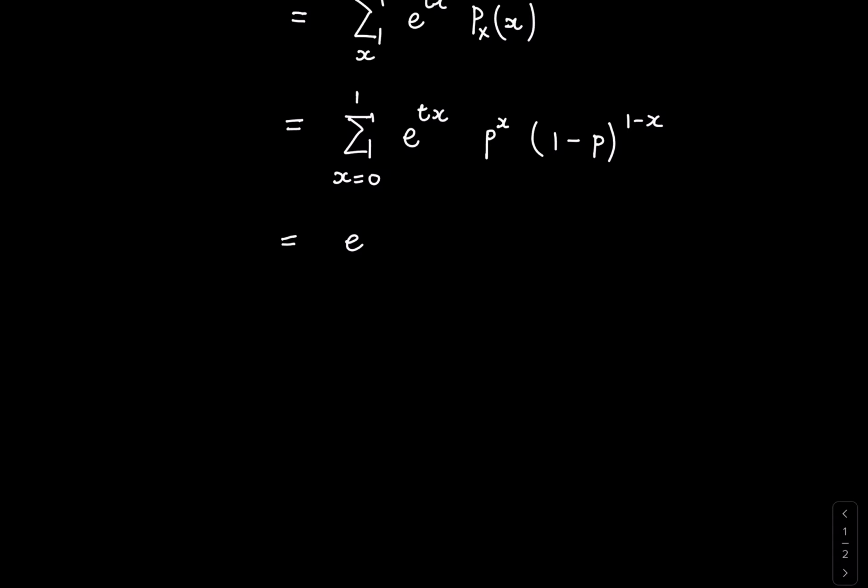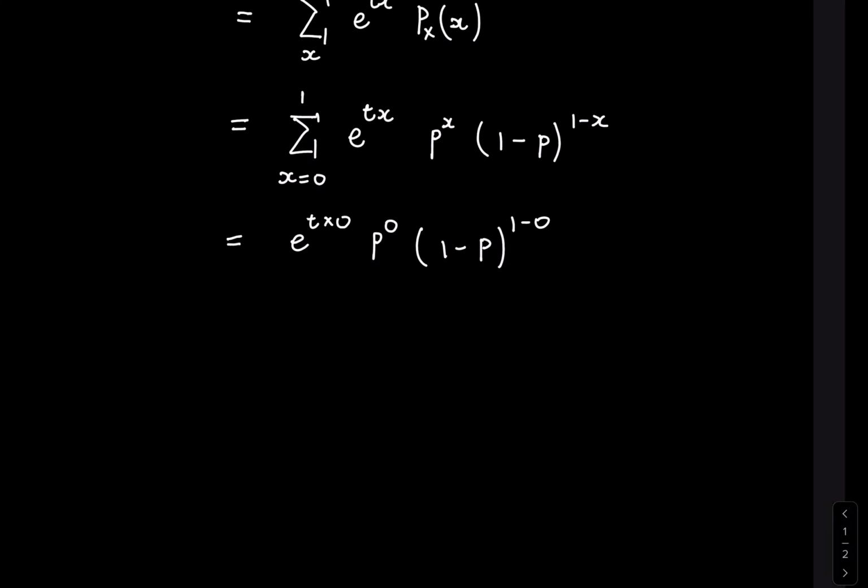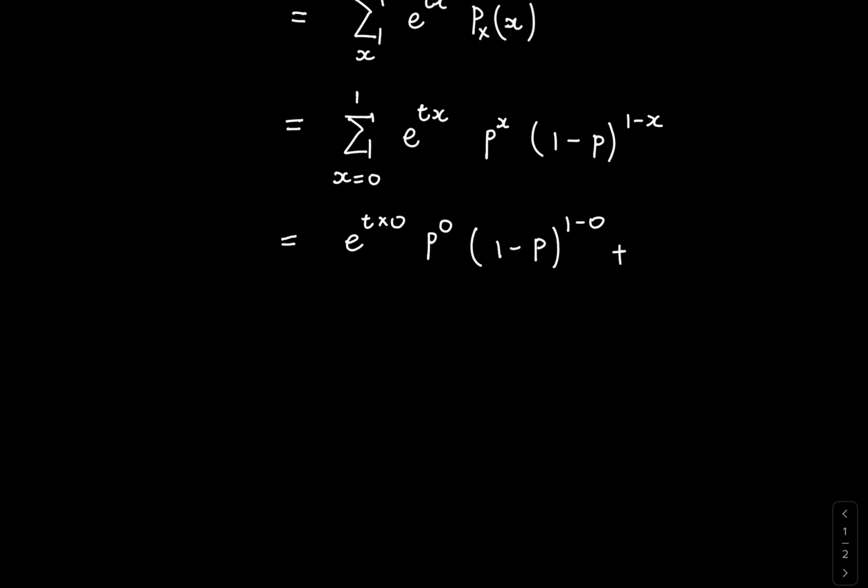So this becomes e to the t times 0, then we've got p to the 0 here, and then 1 minus p to the 1 minus 0 for the first instance, and that's for x equals 0. And then again, we're going to substitute x equals 1 into this expression at the top here, so we're going to get e to the t times 1, p to the 1, and then 1 minus p to the 1 minus 1 here. So far, so good.